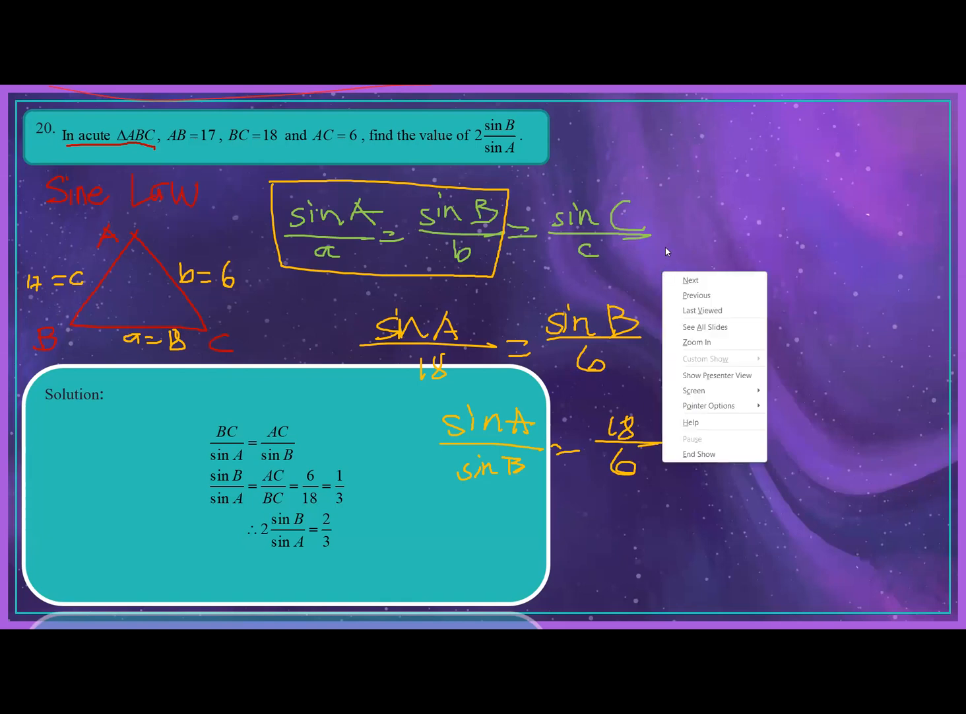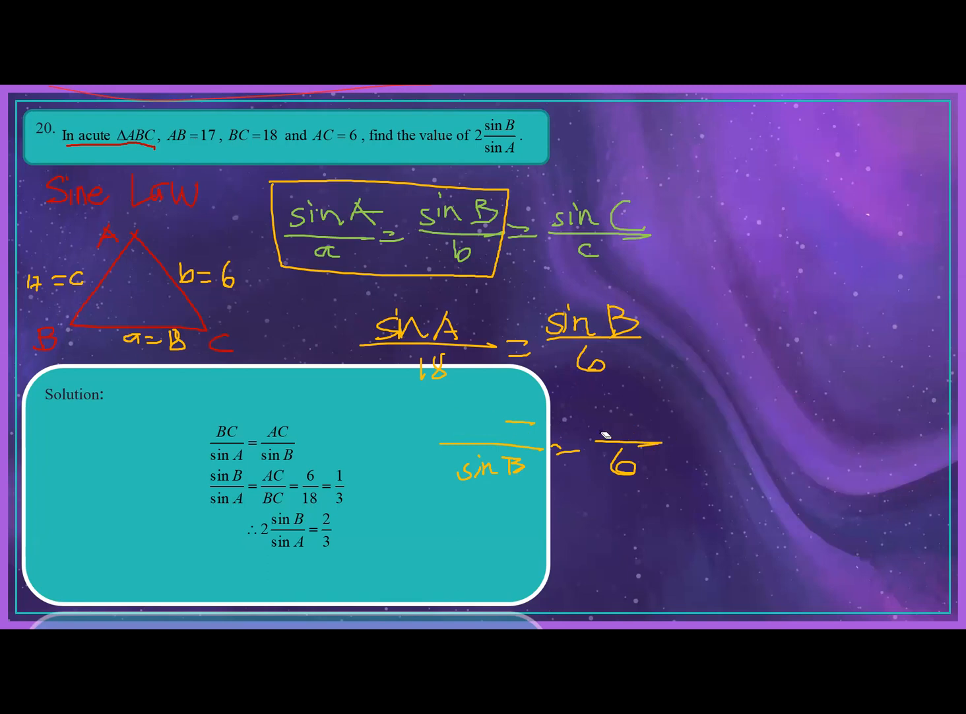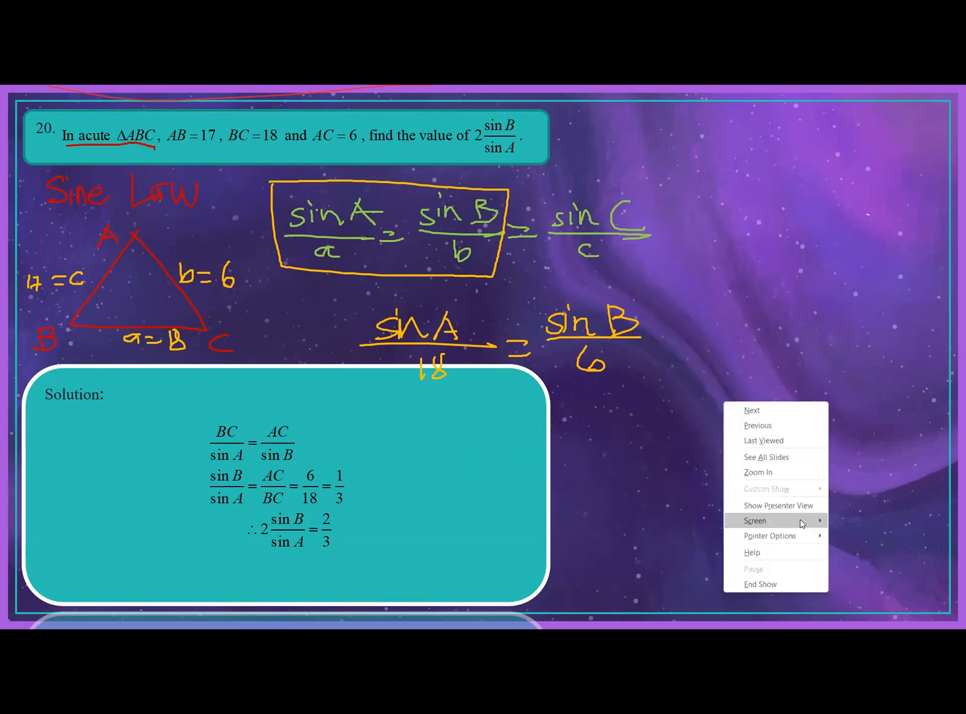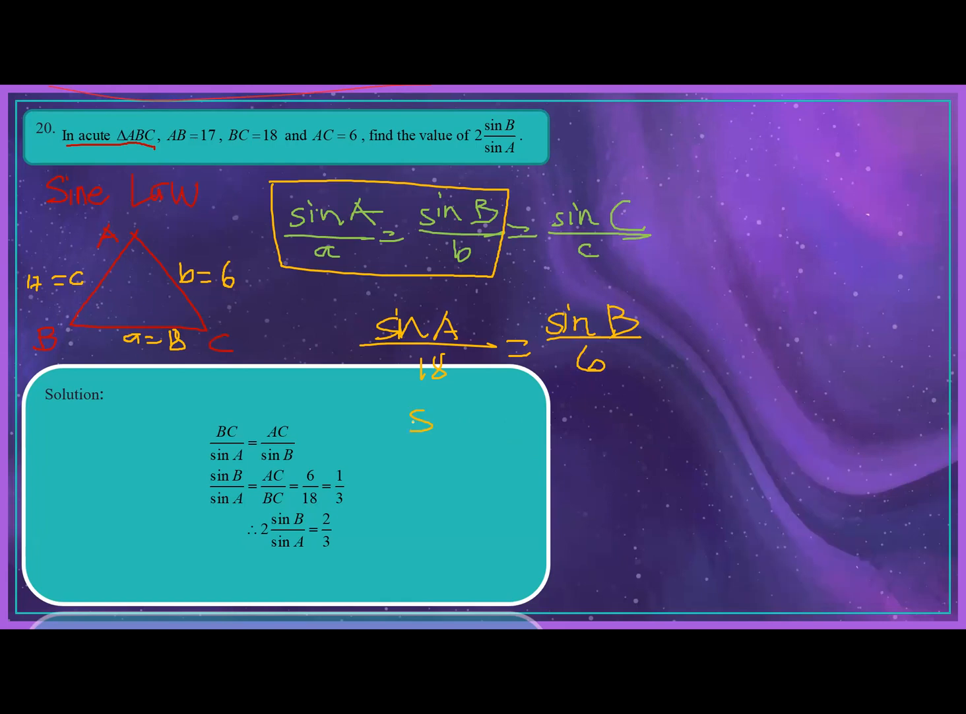Okay, so it should be the opposite. Sorry. It should be sine B over sine A. So we have sine B over sine A is equivalent to 6 over 18, correct? So this is equivalent to 1/3. So now we are tasked to solve 2 times that. So basically 2 sine B over sine A is 2 times 1/3, which is 2/3.